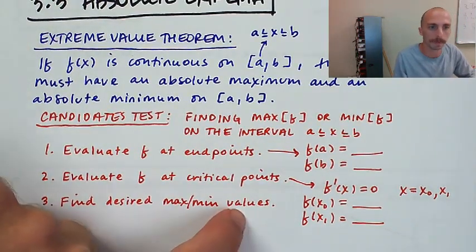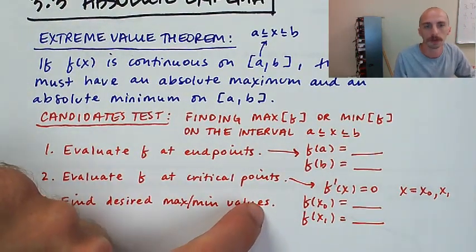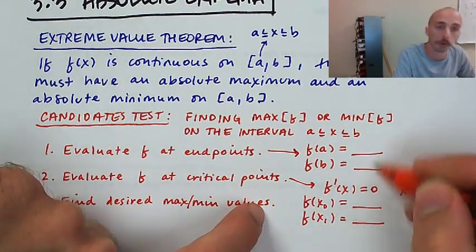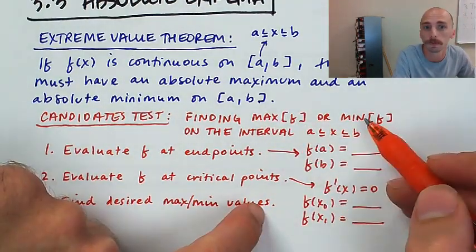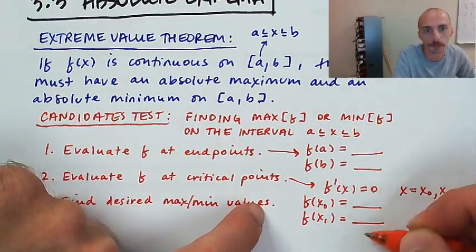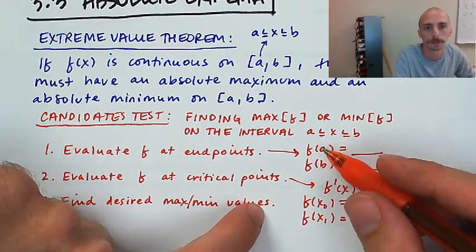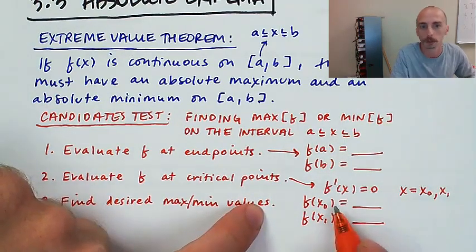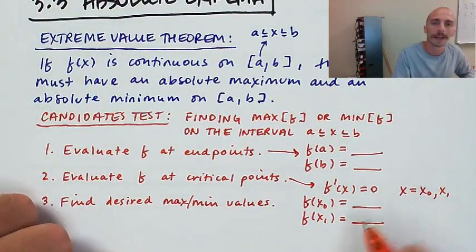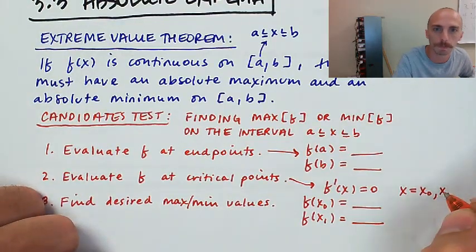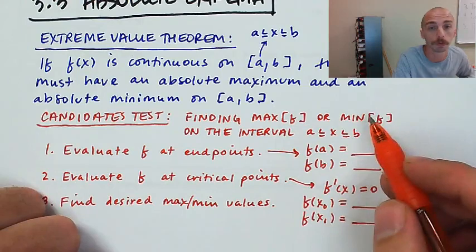Okay, then we're going to find the desired max-min value. That's just going to be from these. If we're looking for the actual maximum value of f or the minimum value of f, it's going to be one of these numbers right here that we found by computing f of a, f of b, f at a critical point, f at a different critical point, right? And I never recommend excluding critical points because they're not the right type of extremum.